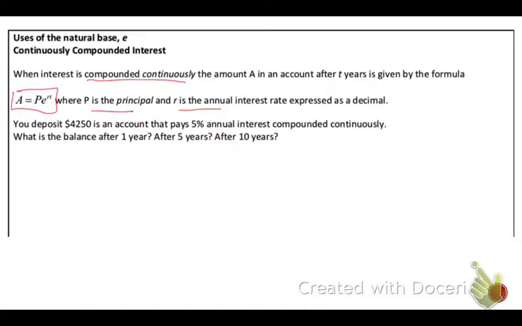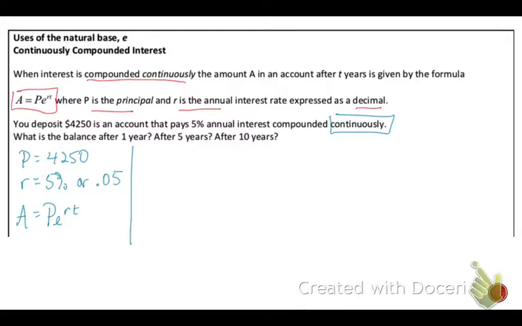So you deposit $4,250 in an account. That's our principal. That pays 5% annual interest, so that is our rate, and as a decimal, it's 0.05. And then we need to find the balance after 1 year, 5 years, and 10 years, noting that it has been compounded continuously. So we will use this base e formula. So after 1 year, that means that our t, our time value, is 1. So putting that in the calculator, we will round to cents.